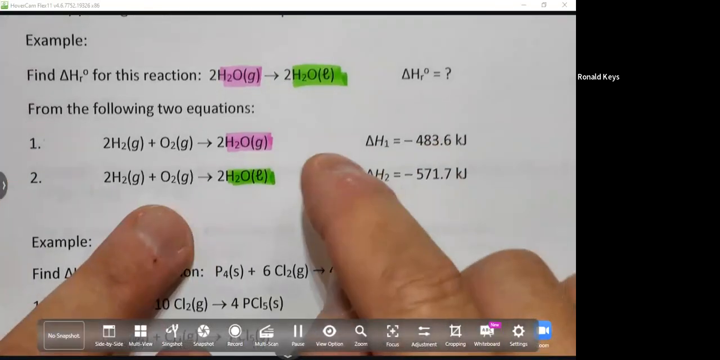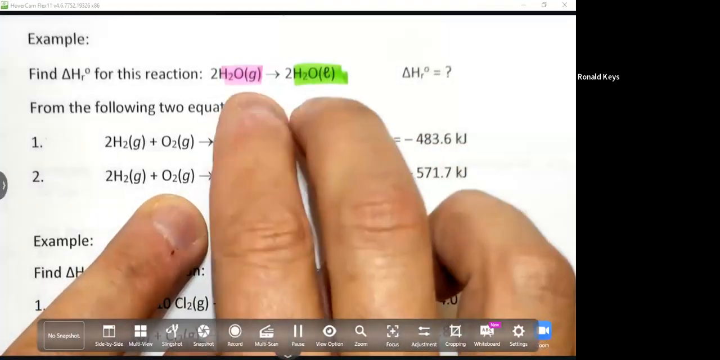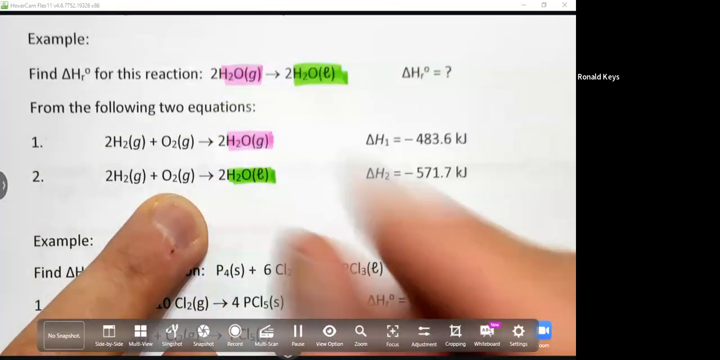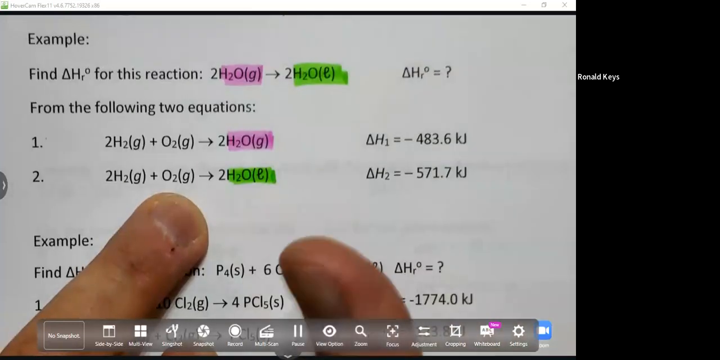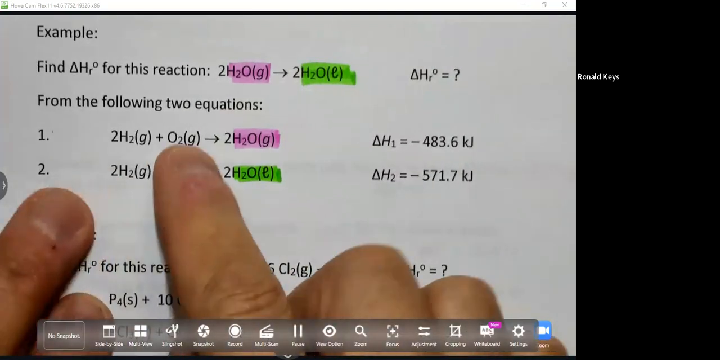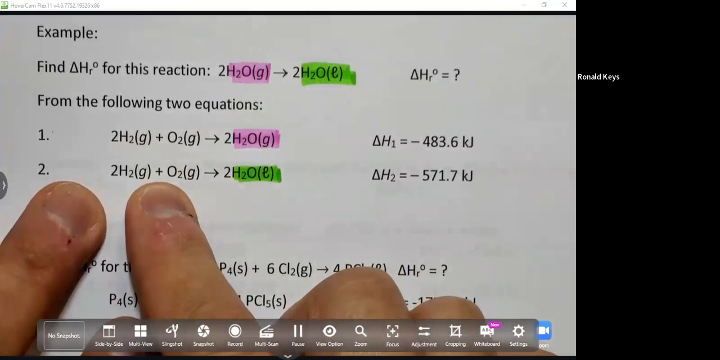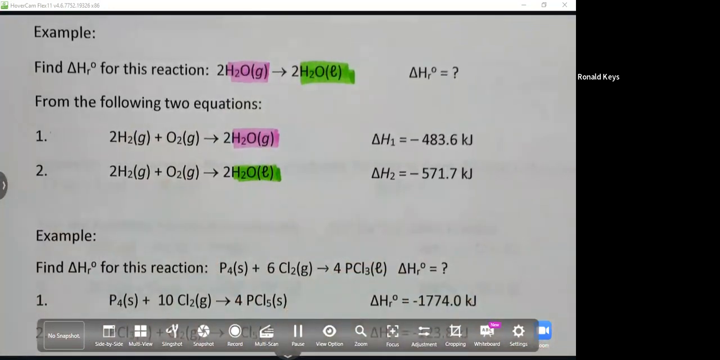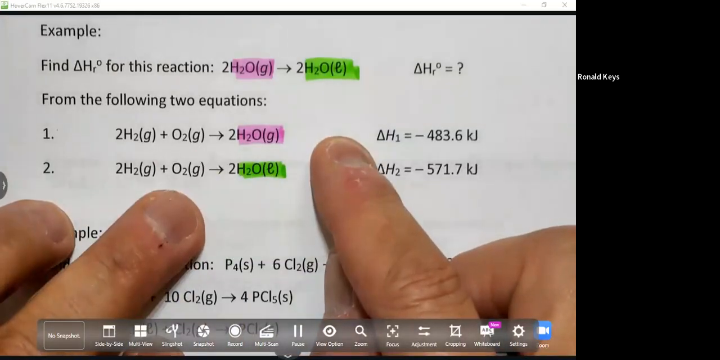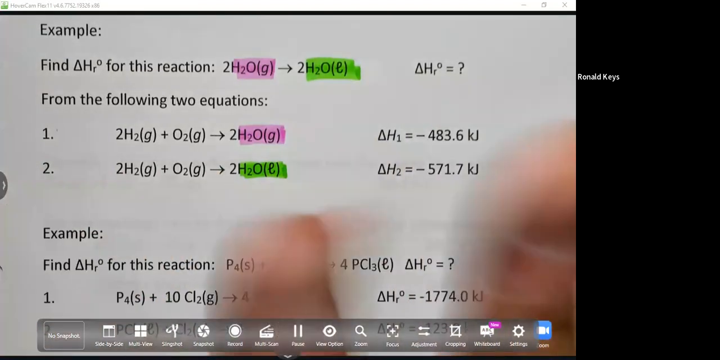So what we are going to do is manipulate these two equations so it adds up to this one. The first thing you notice, this is what you want to do in highlighter. I'd have highlighters for these. You're going to want highlighters for these. Anything that's not highlighted has to cancel out, just like canceling out for net ionic reactions. We need to get oxygen on a product side and oxygen on the reactant side, so they cancel out.